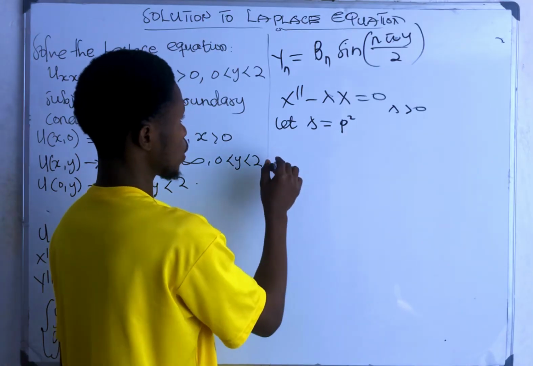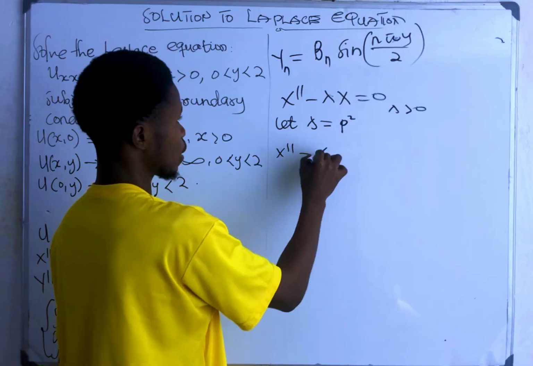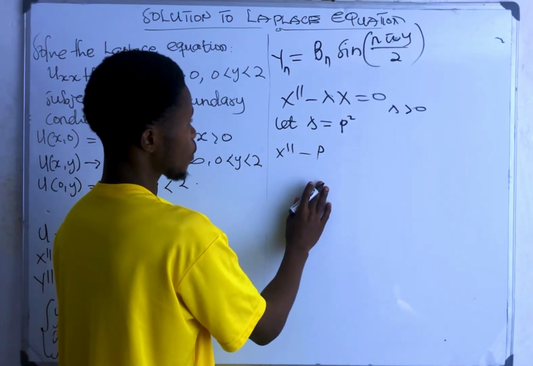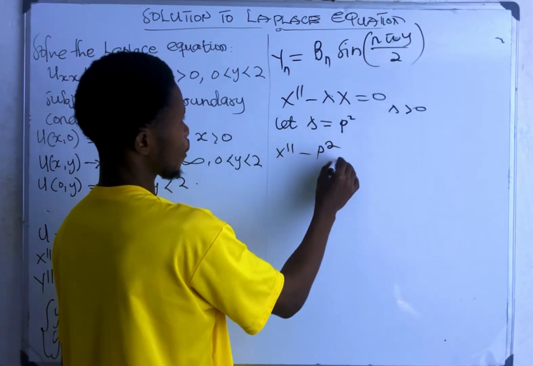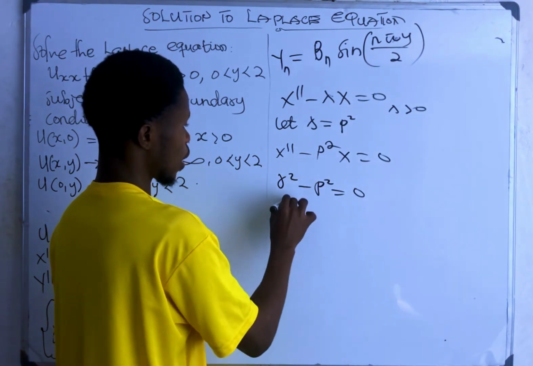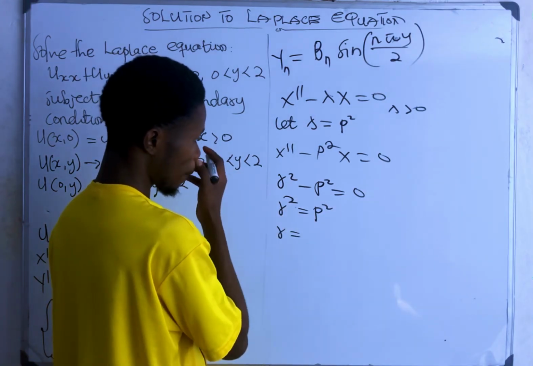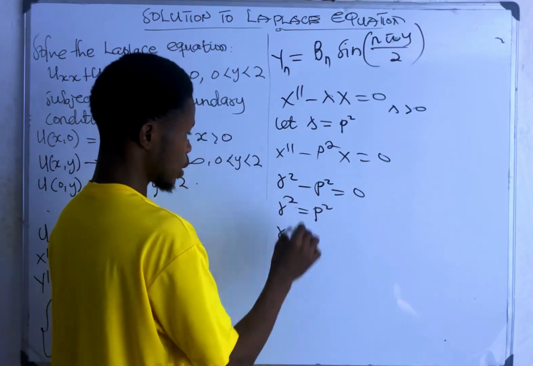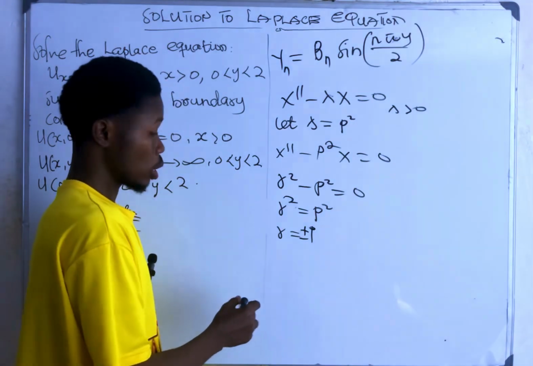So if that happens, you're going to have x prime prime minus p squared x equals 0. So you have r squared minus p squared equals 0. R squared equals p squared. So then you have r equals plus or minus p. So let's write the general solution for this.